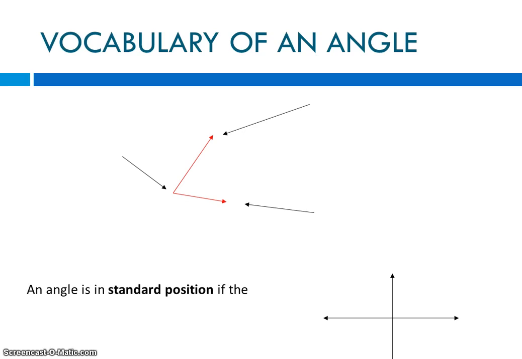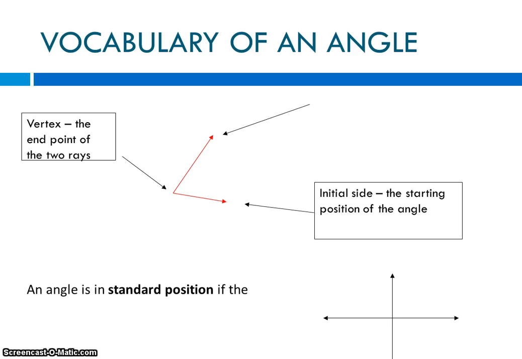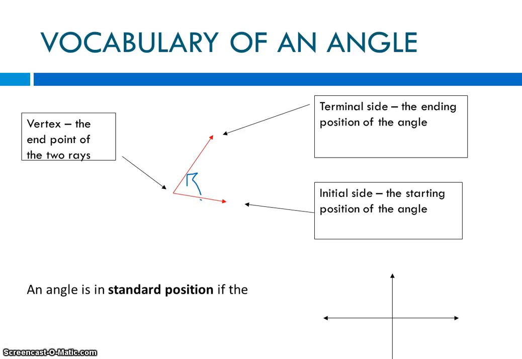Okay, so we're going to start off with the vocabulary of an angle. There are different parts of the angle, and some of these are new terms. So we have the vertex. The vertex is the same thing that we've always known it to be. It's where the two rays meet. In trigonometry, we have what's called the initial side, so we're always going to start drawing our angle with this ray, and we are going to move, and then we are going to have what's called the terminal side. It's where it ends.